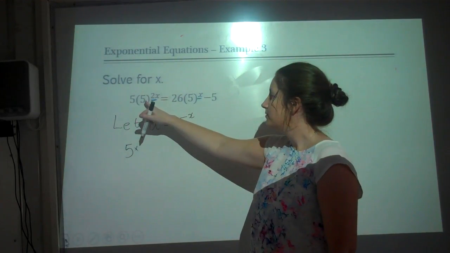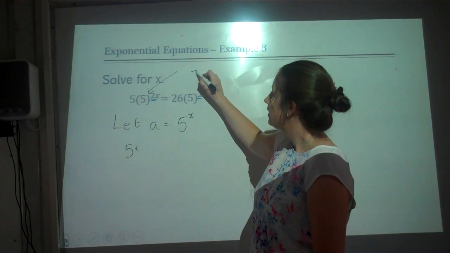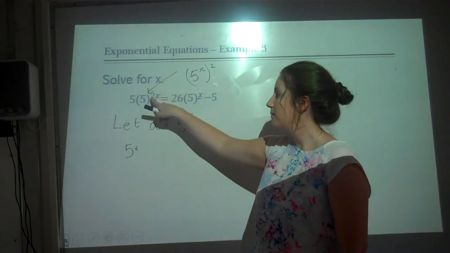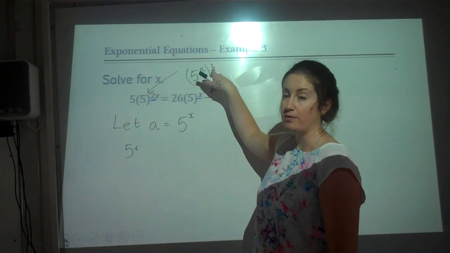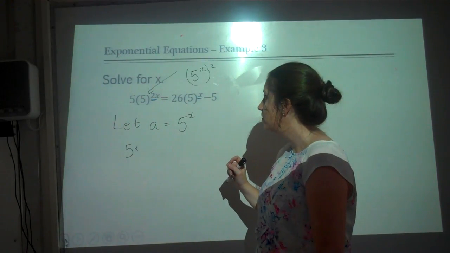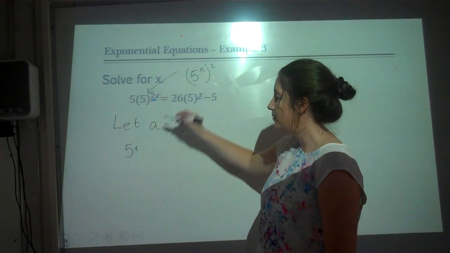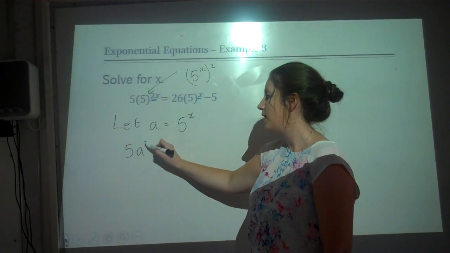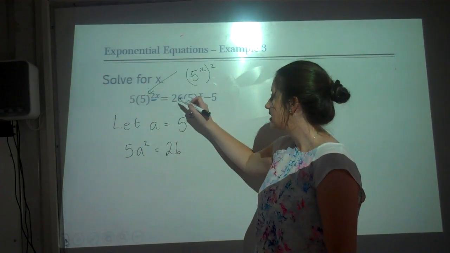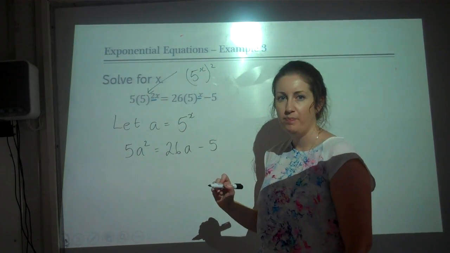Now if we think about this, 5 to the power of 2x. This term is the same as 5 to the power of x squared. Because we know the powers, if I put brackets, I multiply the powers. 2 times x will give me 2x. That was our third index law we covered before. If I'm substituting a in here where the 5 to the power of x was, I would get a squared. So I have 5a squared equals 26. Instead of this, we get a and minus 5.